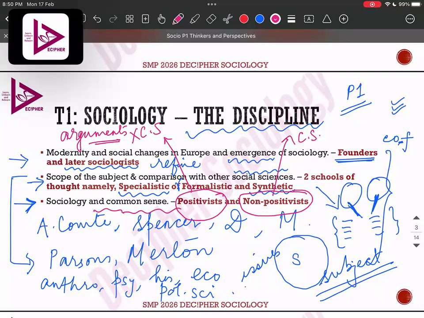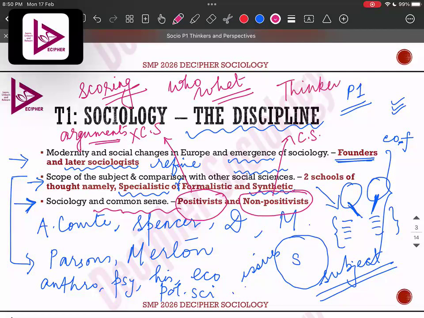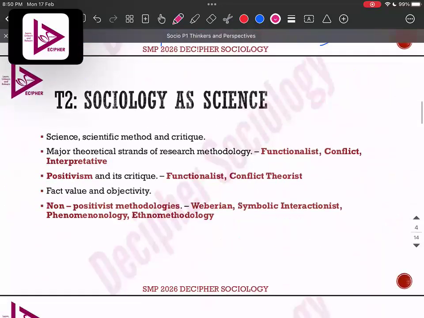You have to remember amongst the positivists who said what. Although this all seems to be boring at first, once you understand and memorize, this is also scoring. Okay? Because these are very straightforward questions. So our job is to filter out thinkers from every topic and subtopic of the syllabus. Now, when we go to the next chapter, once we have established the discipline, we then decide whether we can call sociology a science or not.